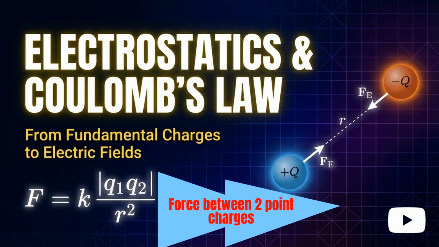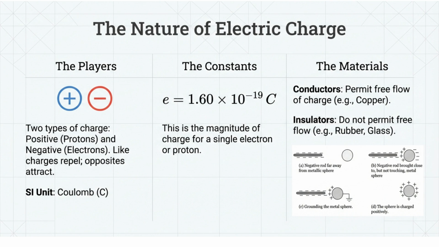This video will explore electrostatics and Coulomb's law, covering fundamental charges to electric fields. We'll use the formula F equals K times the absolute value of Q1 times Q2 divided by R squared to quantify the forces between charges. Electric charge involves two types, positive protons and negative electrons.